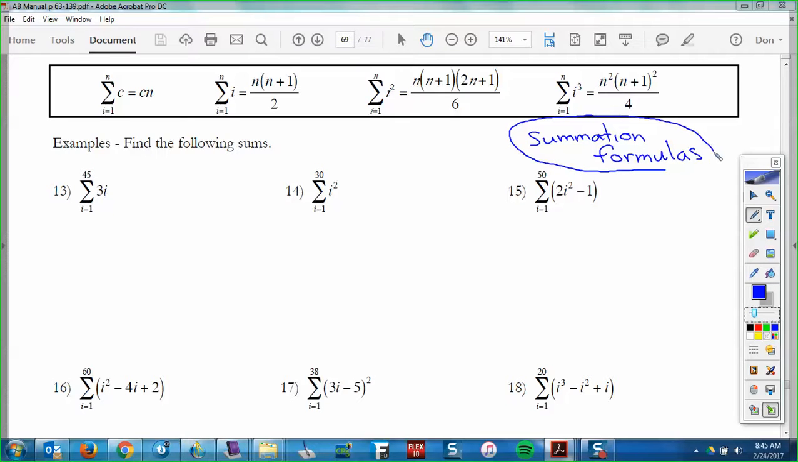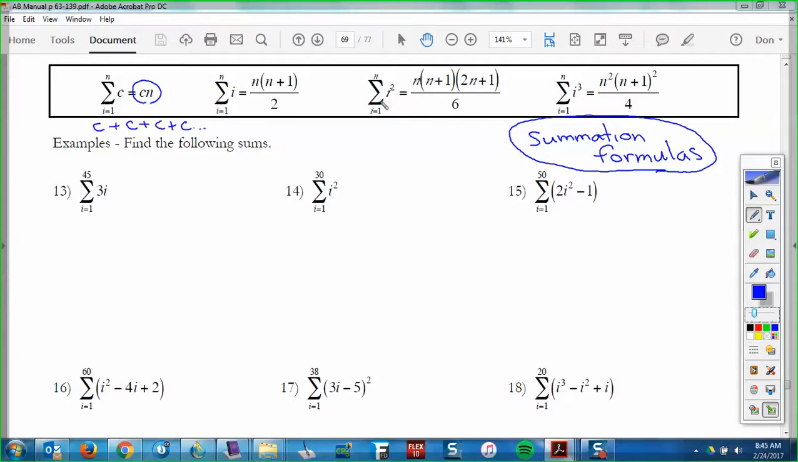These are shortcuts for actually adding up a bunch of numbers if the sigma looks like those four. This first one, sigma c, is just a constant. So we looked at that one already. If you have c plus c plus c plus c, and you have n of them, the sum is just going to be c times n, right? Like we did that 8 times. 3 times 8 is 24. So anytime you have a constant, if you're doing a sigma 1 to n, whatever your final number is, you just multiply that times c, and that's it.